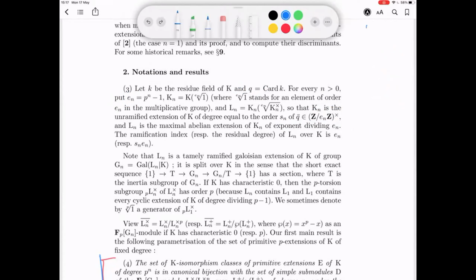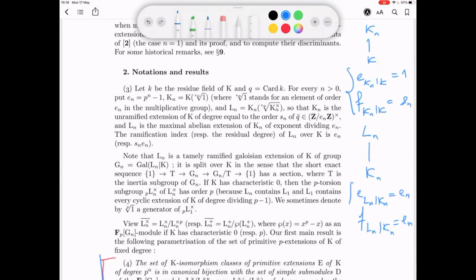I've just said that the degree of Kn over K is Sn, and it's unramified. So that's the same as saying that e of Kn over K is 1, and yes, it's unramified, right? And f of Kn over K is equal to Sn. This is what we know about this extension. How about the extension Ln over Kn? What do we know about its ramification index? We know that this is equal to En. What do we know about the residual degree? That's also equal to En.